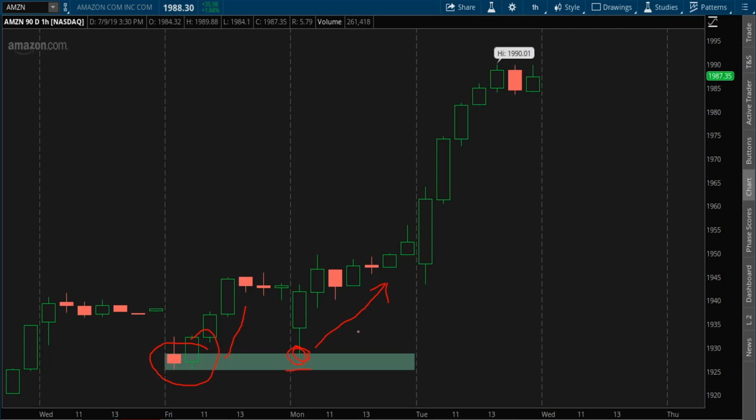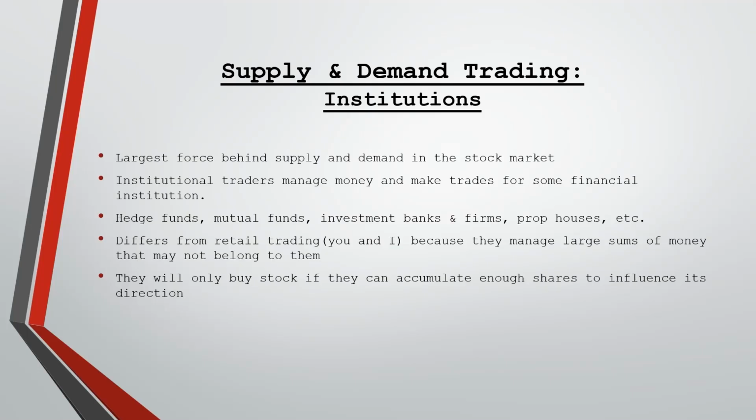It's a very simple trading strategy, but we have to understand what causes these zones to form, right? So what causes these zones to form is institutions. You can see on a stock chart where big institutions are buying, and you can see where they're selling. So institutions are the largest forces behind supply and demand in the stock market.